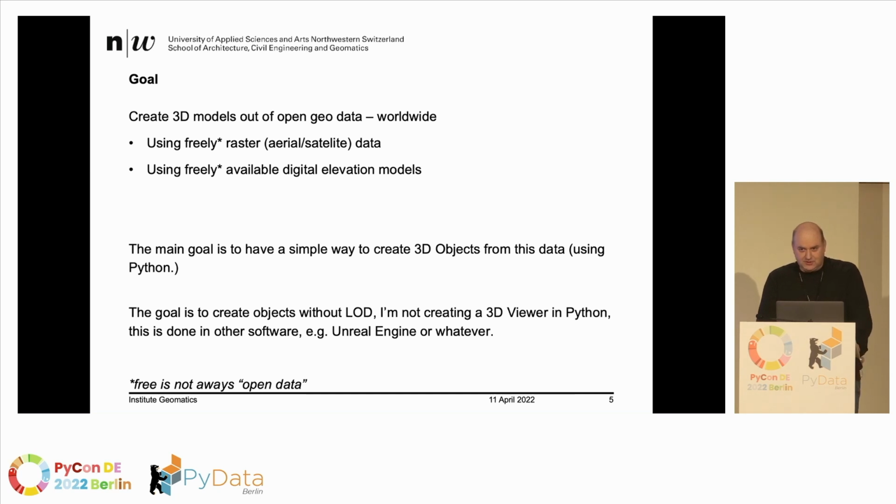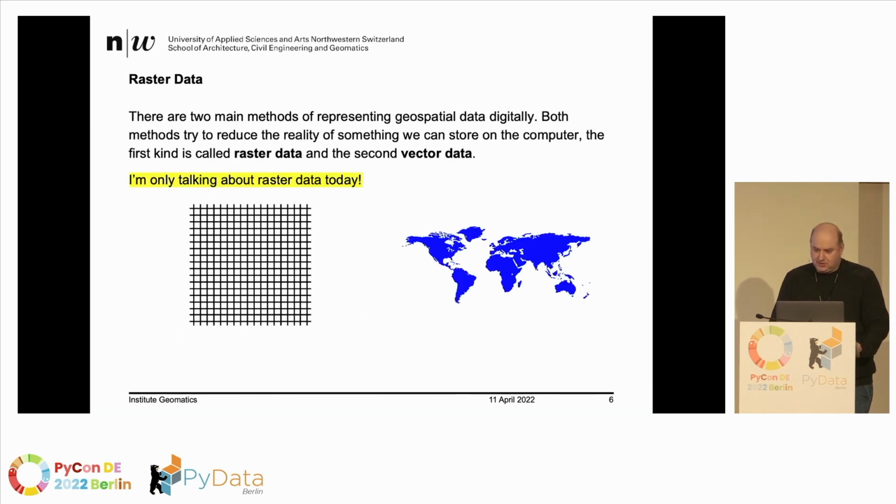What I don't want to do today is create a viewer, especially in Python. Python is a wonderful language, but I would not really create a 3D viewer in Python. There are other better ways to do that. So if you don't really know what raster data is, that's quite simple. It's basically an image. You have something like pixels, and instead of pixels, you do have information there. It could be just RGB, or it could be elevation data.